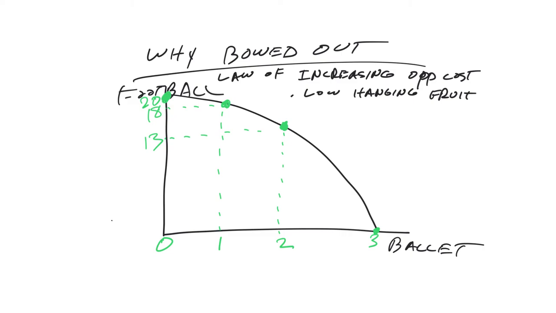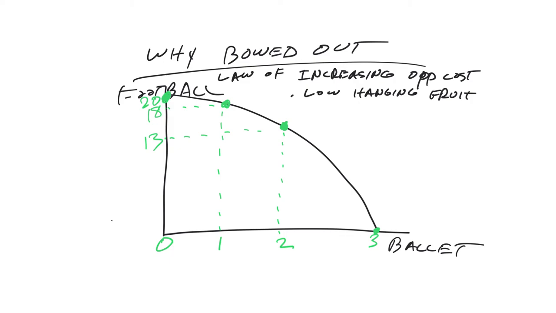How come? Because the people now being transferred out of football into ballet suck at ballet. Okay, these are great at football. These are resources that are very narrowly suited for football. We're talking offensive linemen, okay? These guys can't do ballet worth a darn. They can only, like, do one little move or something. So they aren't very good at ballet. It just takes all of them to crank out that third ballet.